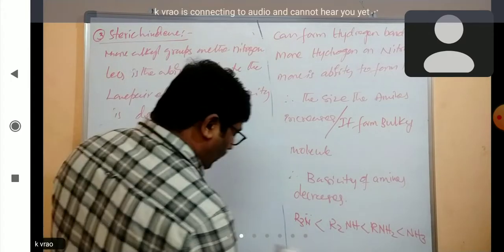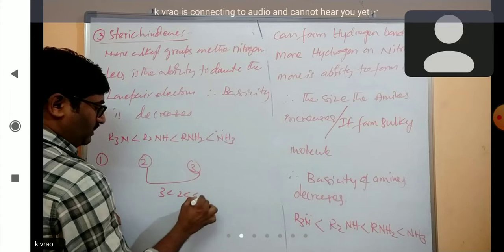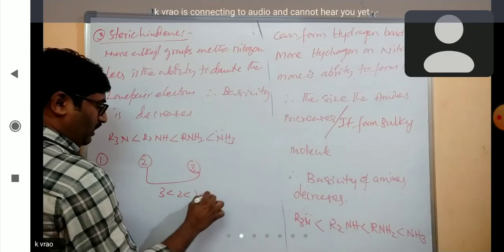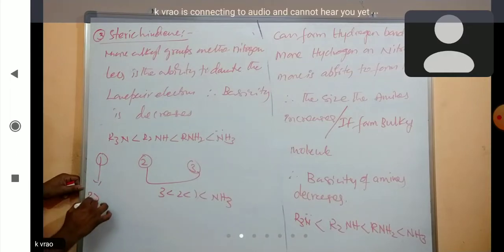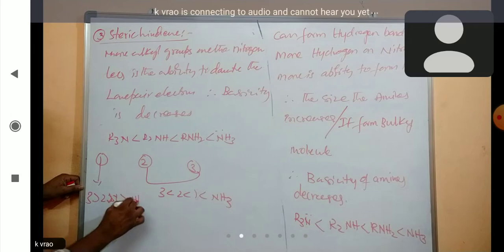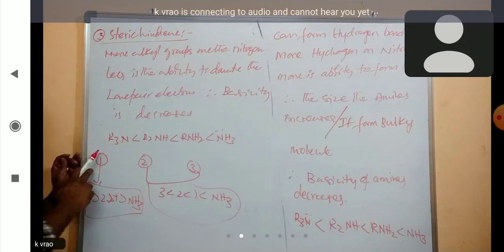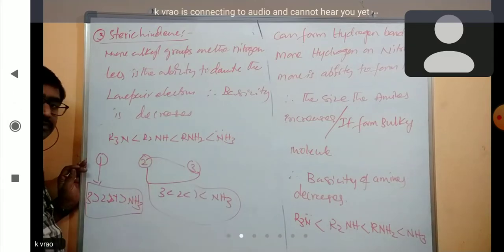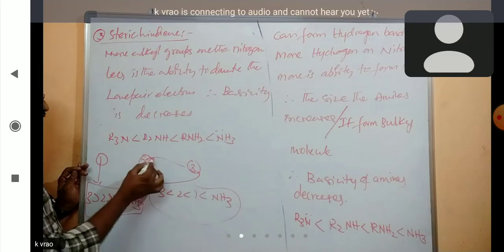So for these two factors, the order is 3 degree is less than 2 degree is less than 1 degree is less than ammonia. And for factor 1, the order is 3 is greater than 2 is greater than 1 is greater than ammonia. So this is a conclusion about factor 1 and factors 2 and 3. Factor 1 is opposing factors 2 and 3. Otherwise, factors 2 and 3 are opposing factor 1.